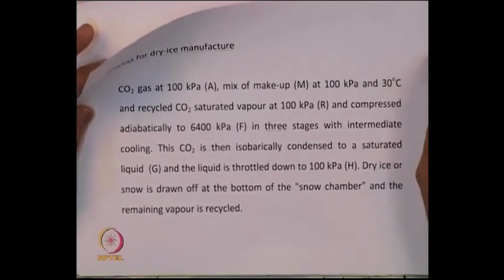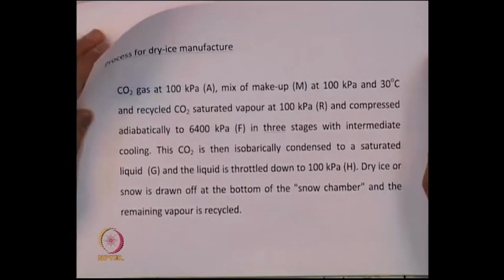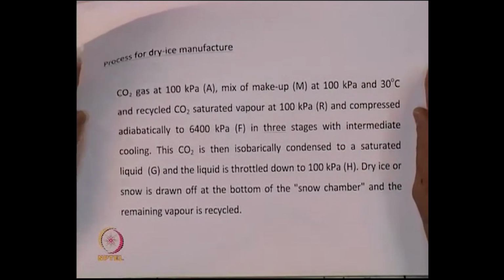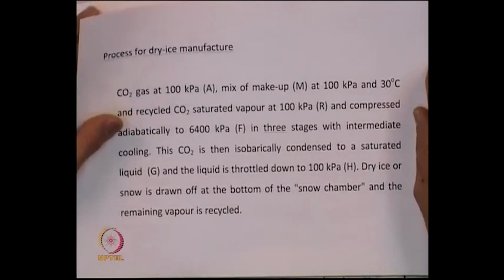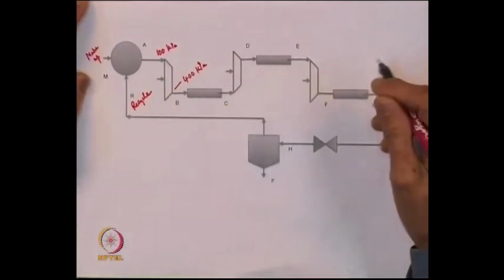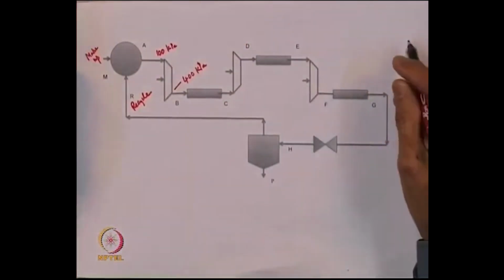This liquid is then throttled down to 100 kPa, where solid and vapor are in equilibrium. The solid is removed as the product and the vapor is recycled. So, it is a fairly straightforward process, and so the process flow sheet is shown here.